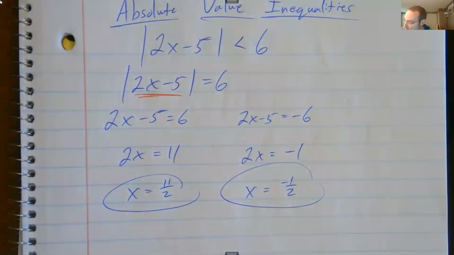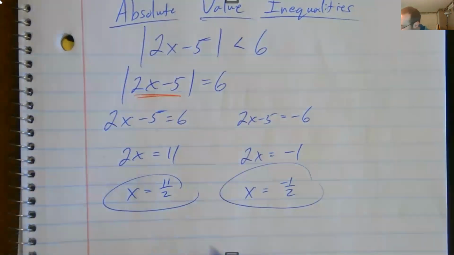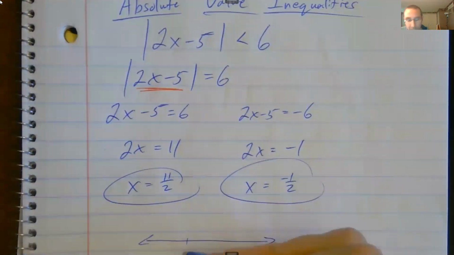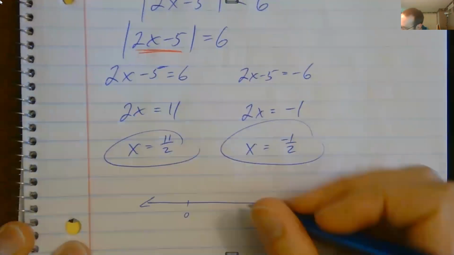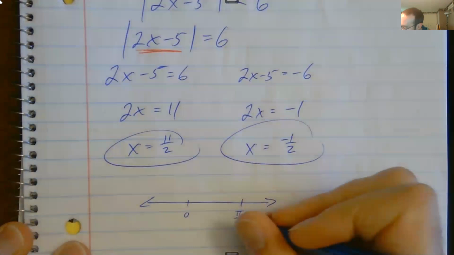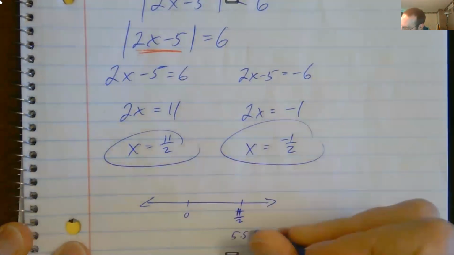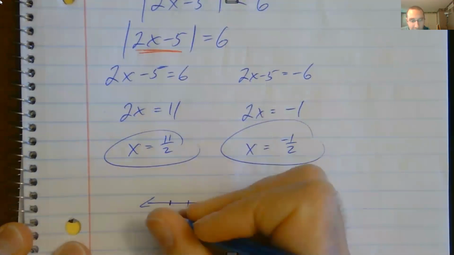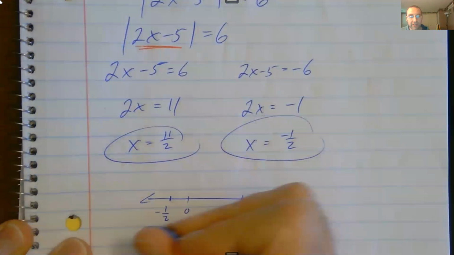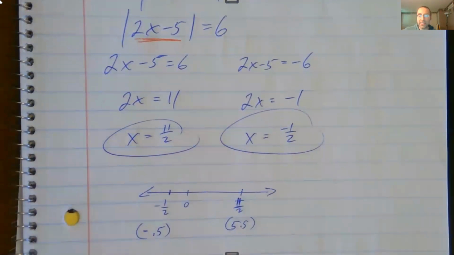And so I'll draw it out on a number line here, where I always just like putting 0 somewhere. So there's my 0. Here is 11 halves, which is 5.5. And over here is negative 1 half, which is negative 0.5. And what we need to do then is test values back into the original inequality.